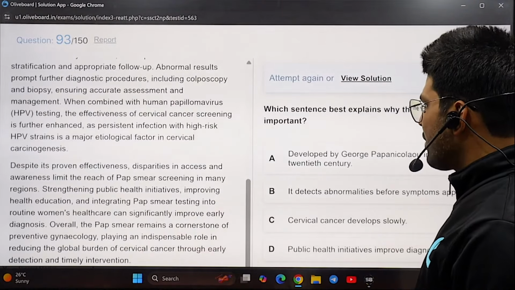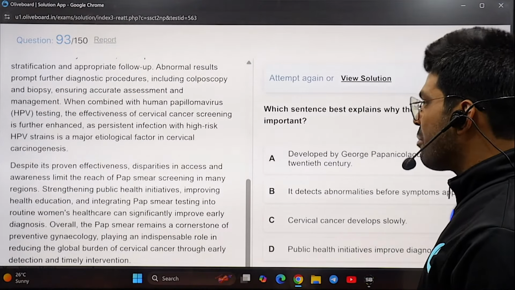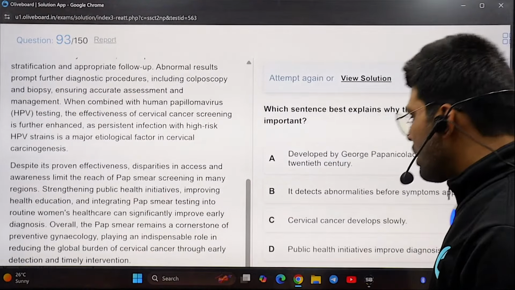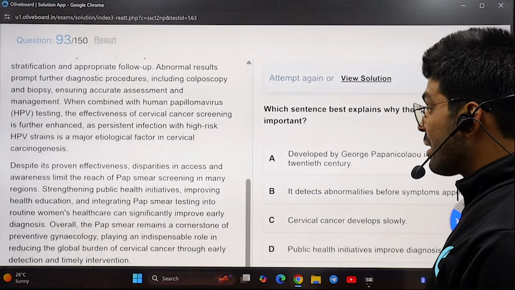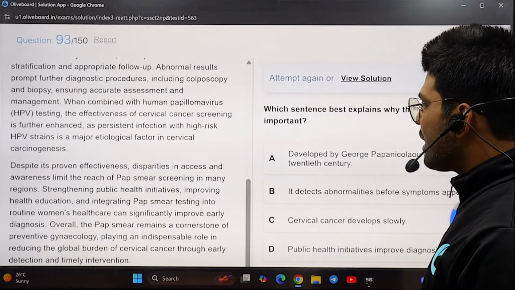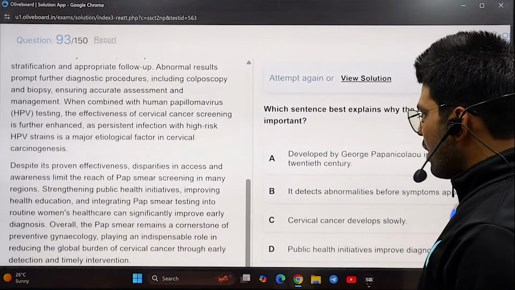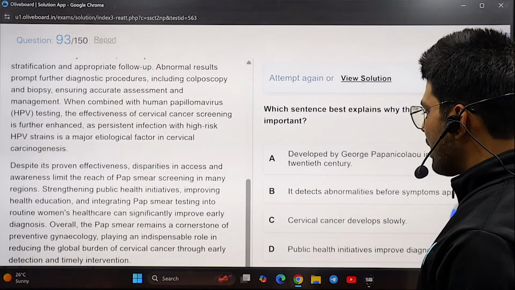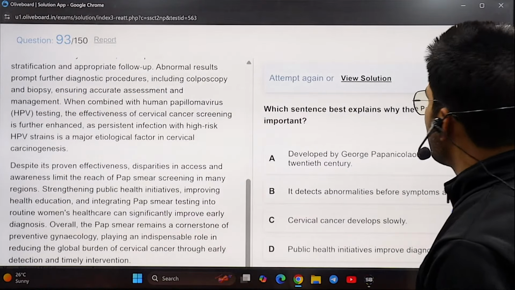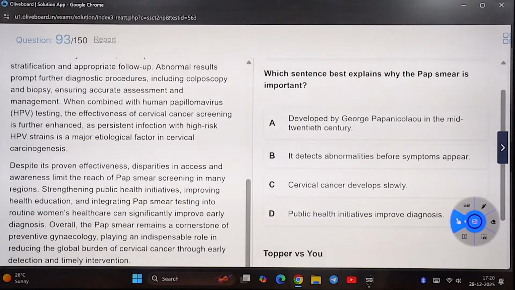Despite the proven effectiveness, disparities in access and awareness limit the reach of screening in many regions. Strengthening public awareness initiatives, improving health education, integrating pap smear testing into routine women's health care can significantly improve early diagnosis. Overall, the pap smear remains a cornerstone of preventive gynecology, playing an indispensable role in reducing the global burden of cervical cancer through early detection and timely intervention. Which sentence best explains why the pap smear is important?